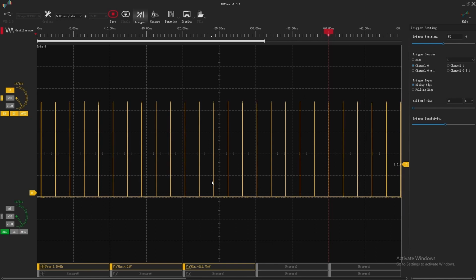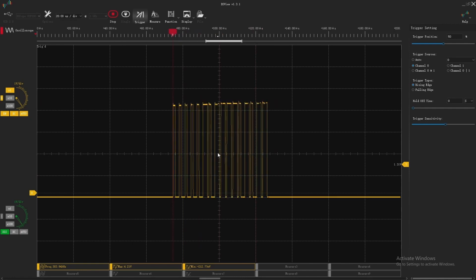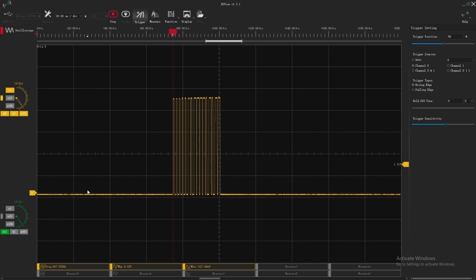DShot 300. Now, as you can see, if I zoom in a little, you can now see that the frequency has changed to 300 kilohertz, which is about 300,000 bits of data being sent per second. So you can see that one of the advantages of DShot 300 is that with the much faster and higher transmission rate, it makes our motor more sensitive to inputs, as it requires less time for a response and feedback to be given.